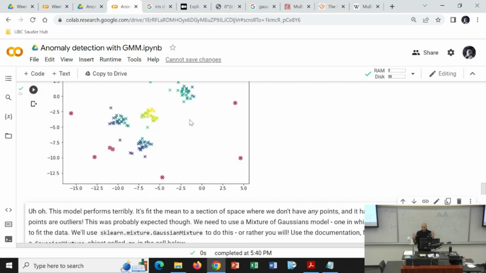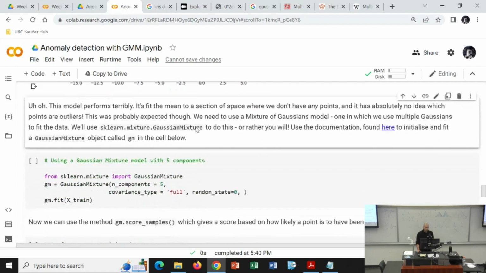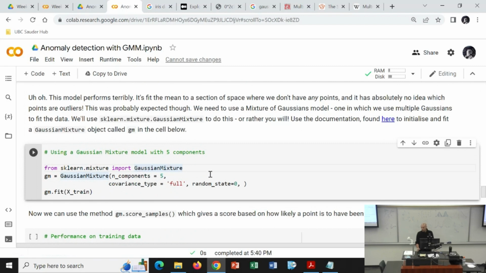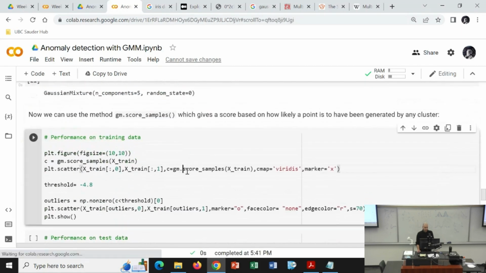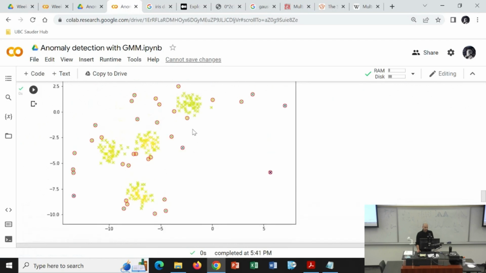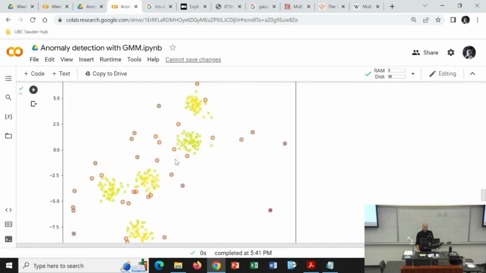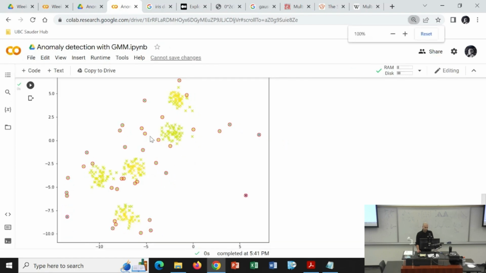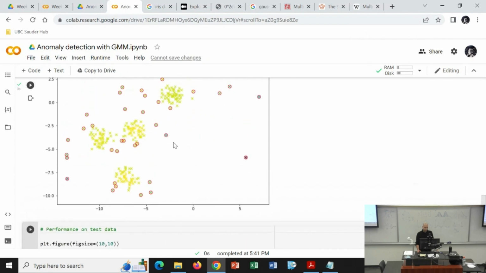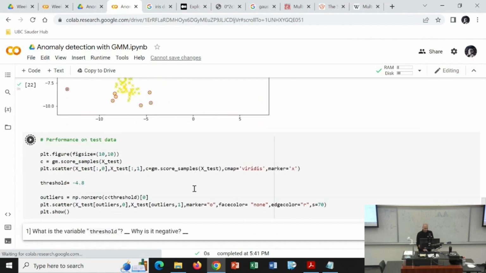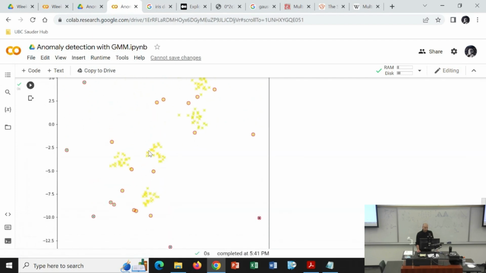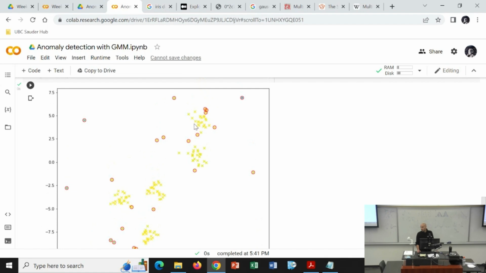But we just need to use 5 components because we had 5 cores. So we use a Gaussian mixture model. The mixture means mixing multiple of these bell curves. So we use 5 of them. Number of components is 5. It fits to the data. And now these are the cores that are detected properly, and anything other than the cores is detected as outliers. So this is now really good performance on the training set, and on the validation set, you can see that again it does a relatively good job.